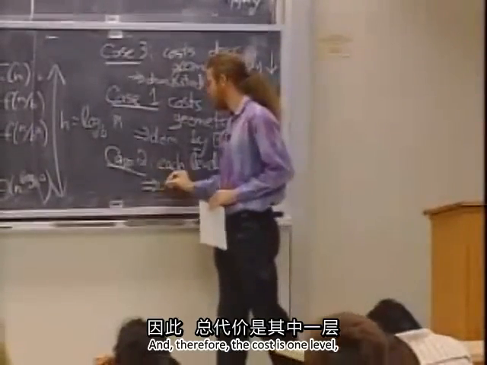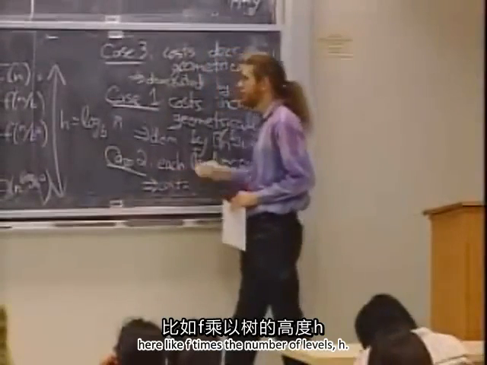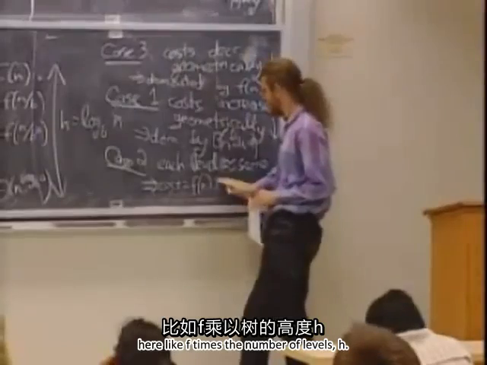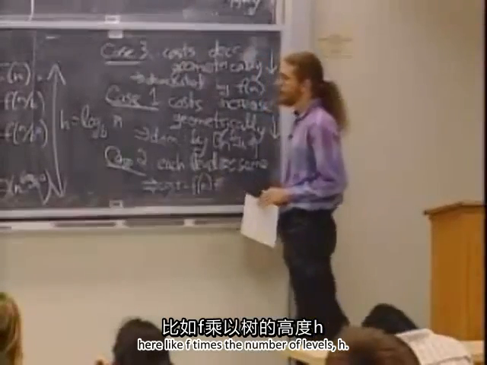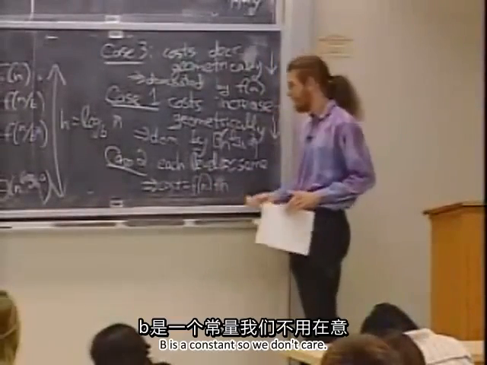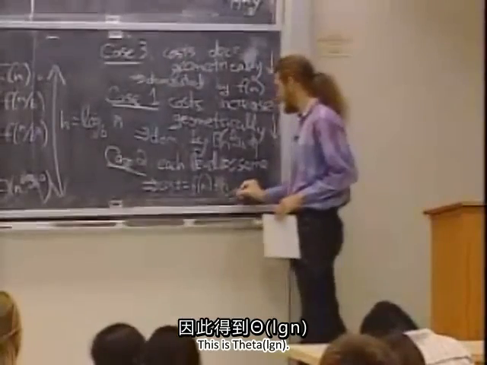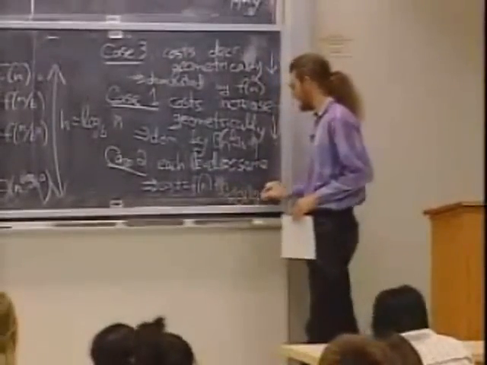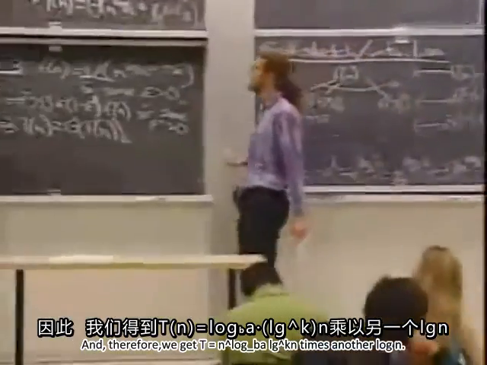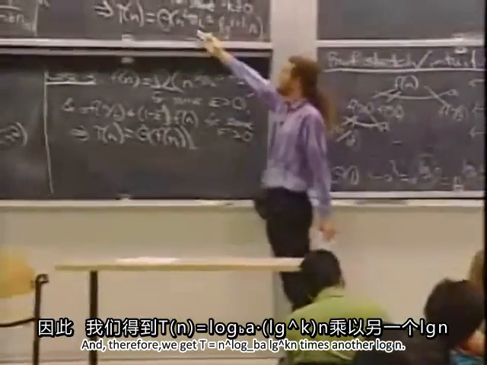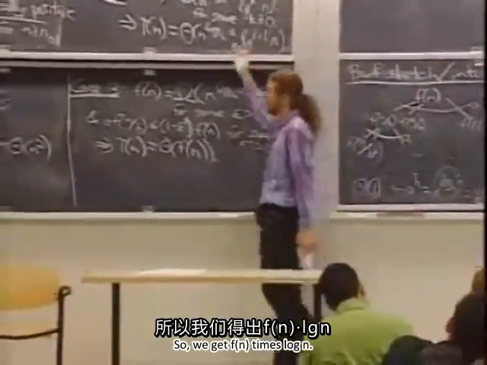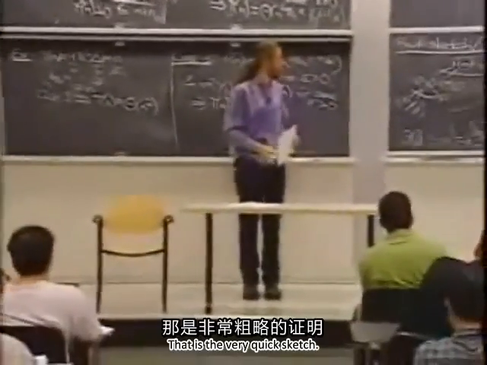And therefore, the cost is one level, which here is like f of n, times, old school, the number of levels, h. And h is log base b of n. b is a constant, so we don't care. This is theta log n. And therefore, we get that T of n is n to the log base b of a times log to the k n times another log n. So we get f of n times log n. That is the very quick sketch.